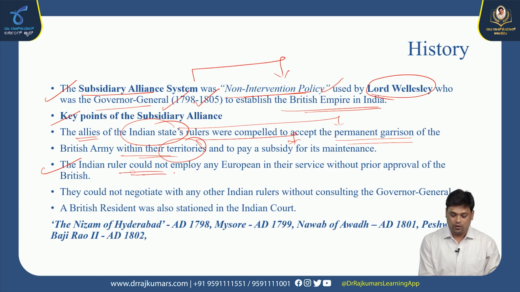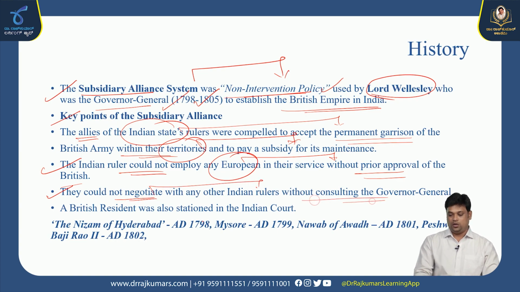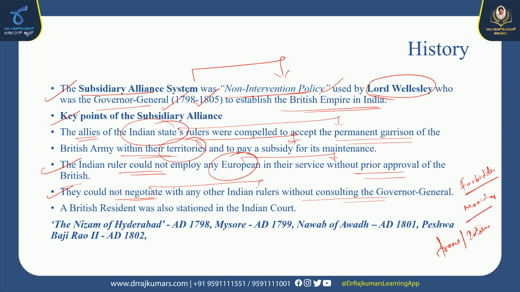The Indian ruler could not employ any European in their service without prior approval of the British. So, they need to get approval from the British. They could not negotiate with any other Indian rulers without consulting the Governor General. So, their internal affairs were forbidden, and the British also wanted to monitor the activity of the princely states. Because during the same time period, we had France and also many internal rebels planning against the British. So, they did not want this to happen against British rule.